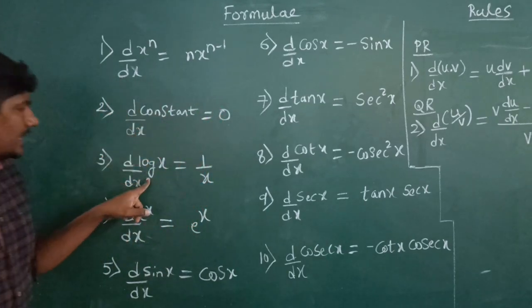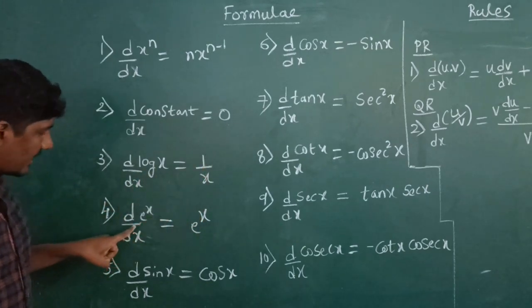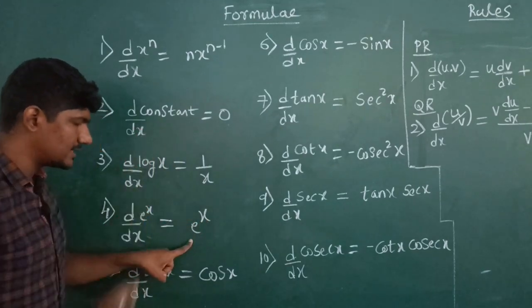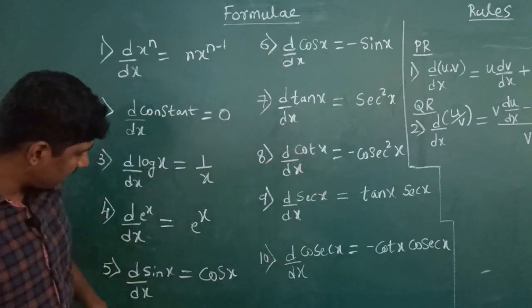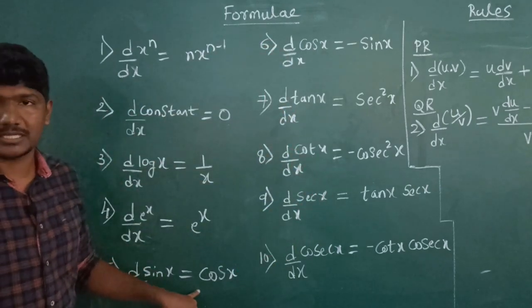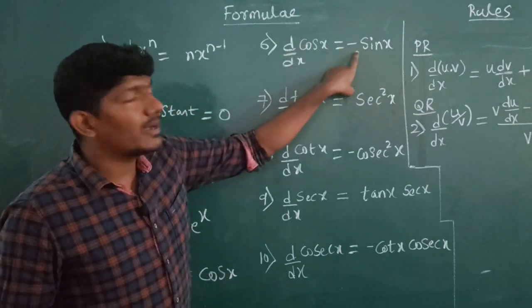Next we have d by dx of log x, it is 1 by x. Next we have d by dx of e raised to x, it remains as it is, e raised to x only. Here we have some trigonometric functions, like sin x. D by dx of sin x is cos x. Next we have d by dx of cos x, that is minus sin x.